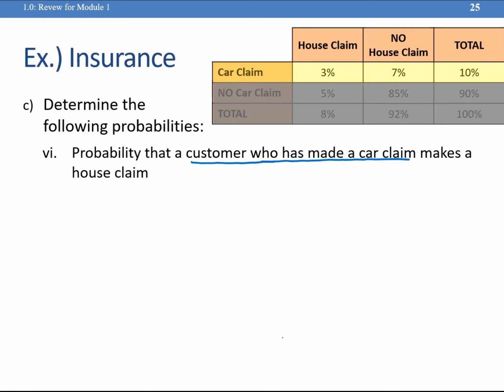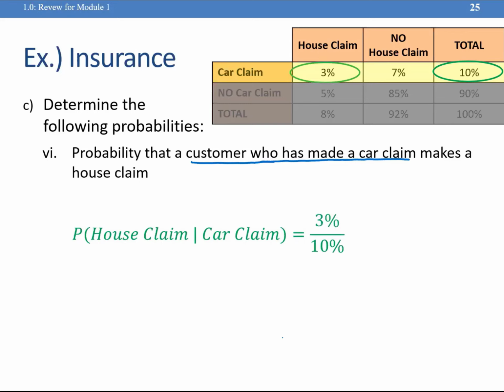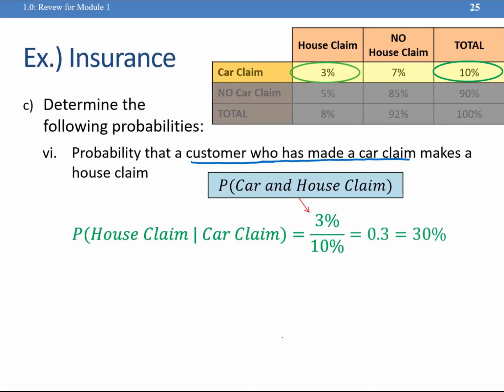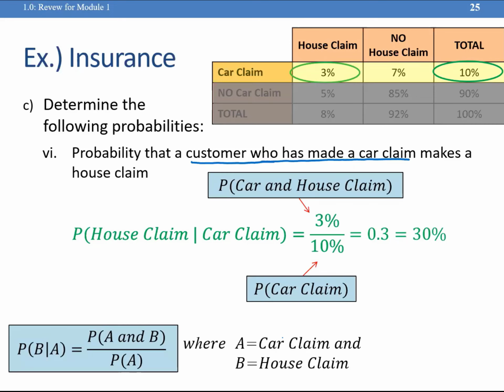This is the new group I'm interested in, and this is my new total. I have a new total of 10%. So the probability of a house claim given a car claim, with my total of 10%, would be the 3% of that, the 3 out of the 10 that made the house claim. So it'd be 3% divided by 10%, and I get 30%. I hope many of you can see the visual aid that the contingency table provides here if you just block everything else out. Now, if you prefer the formulas, go ahead and use them. You can use the formula as noted here.